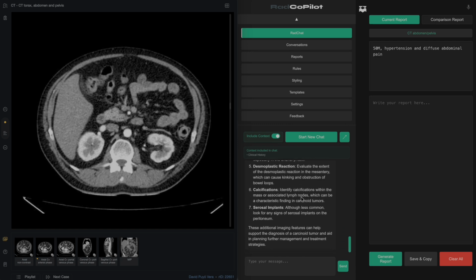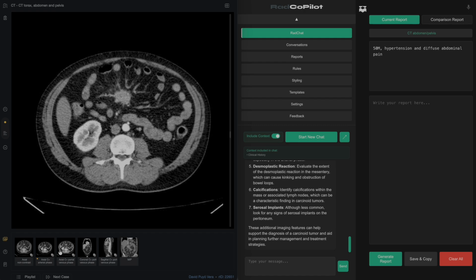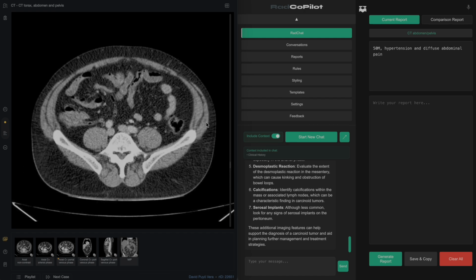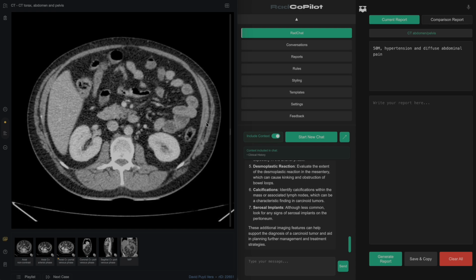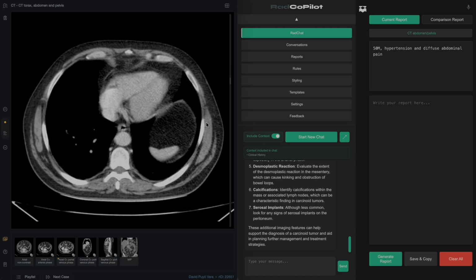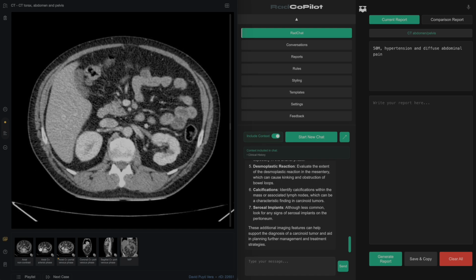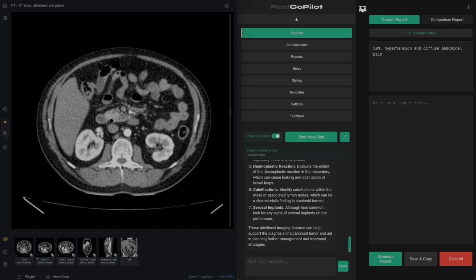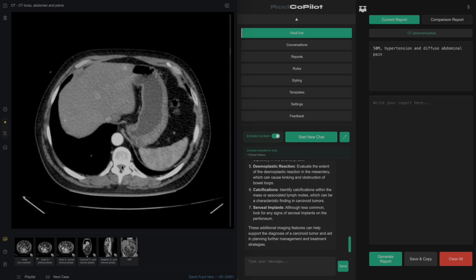Desmoplastic reaction and calcification we've already looked at, and serosal implants. That could be interesting to think about. Perhaps we could go back to our portal venous phase images and look throughout the peritoneal cavity, looking for serosal implants. I haven't seen any while I've been looking at the scan. Okay, let's look at the rest of it. So we know about these enhancing liver lesions. We know where they are. Otherwise, things look pretty normal throughout the abdomen.